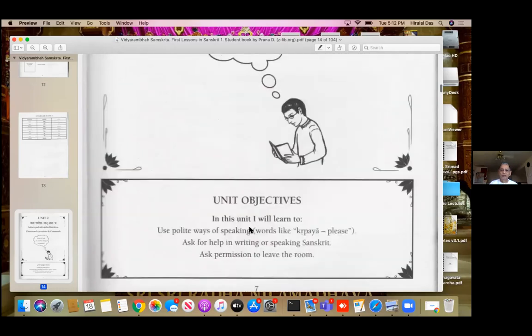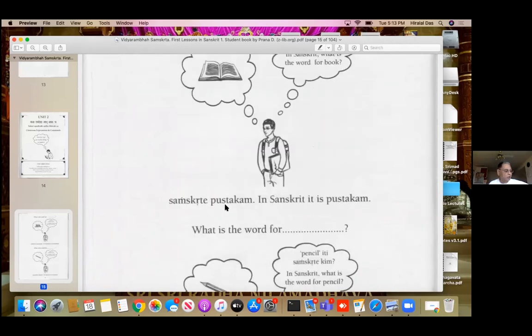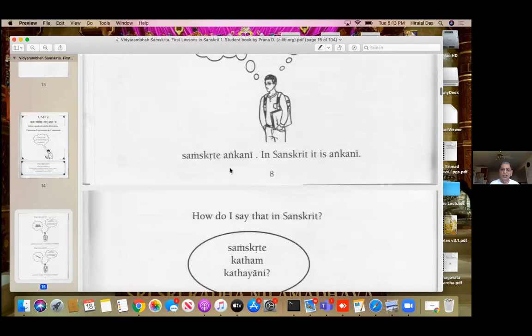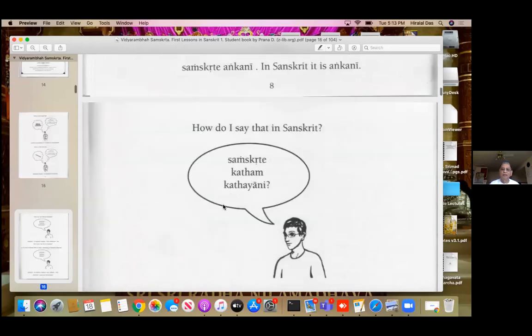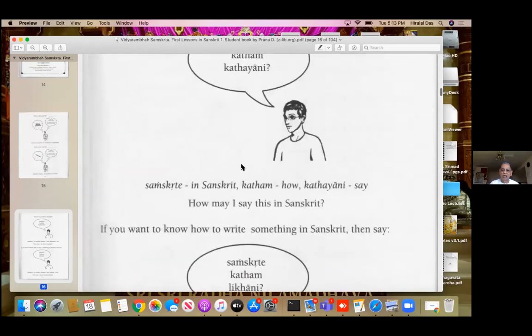Here we're going to learn some words. Book iti arthe sabdah kaha? In Sanskrit, what is called book? The answer is pustakam. Similarly, another example is pencil. Pencil iti arthe Sanskrit sabdah kaha? Pencil will be ankani. You have to remember that. Then, how do I say that in Sanskrit, Sanskrute katham kathayani? How do I say that?